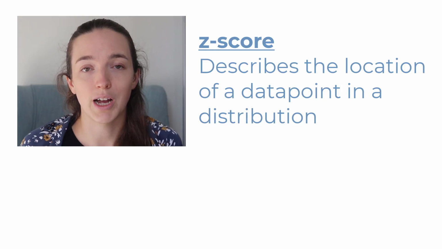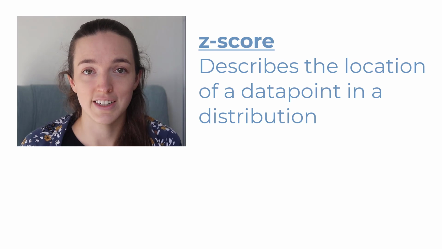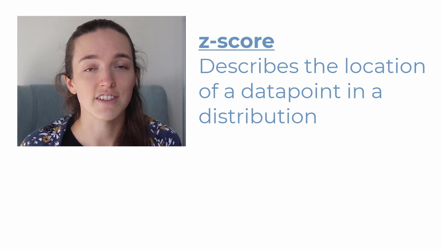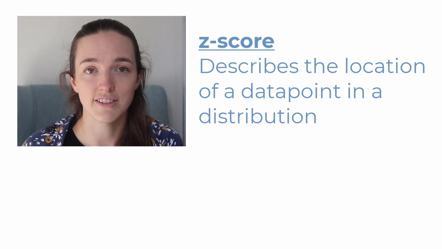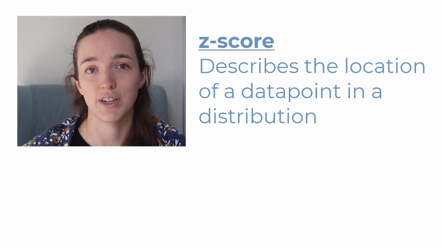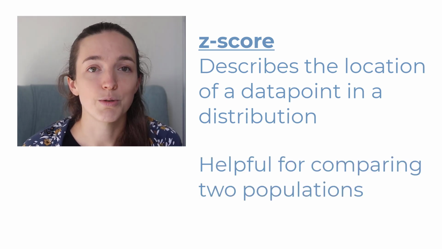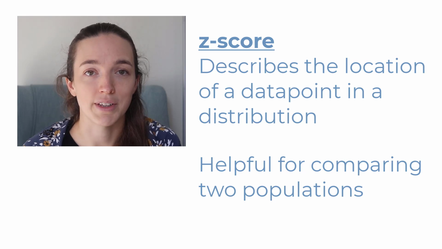For a really quick overview of z-scores and where they come from and what they mean, you can check out this video that I made, but here's the short version. A z-score describes the location of a data point in a distribution, and it basically gives us context about where the data point is located compared to other data points in the distribution. Z-scores are super helpful if you're comparing two different populations.